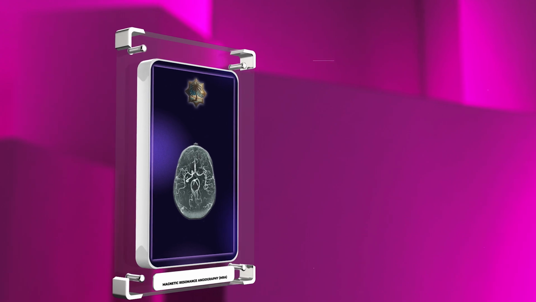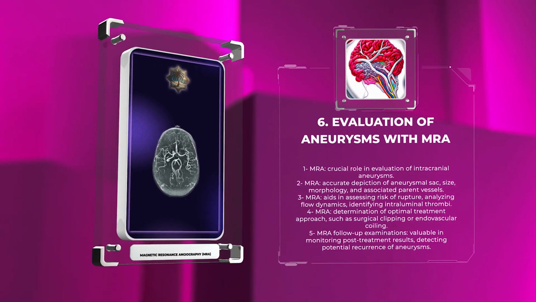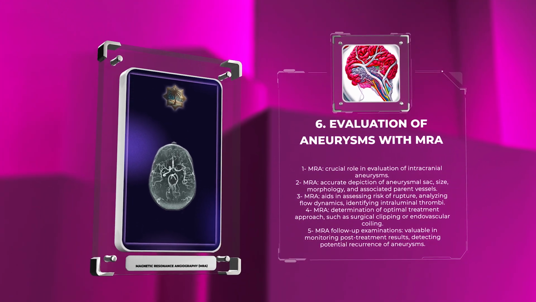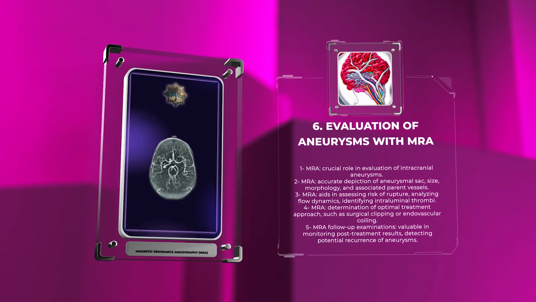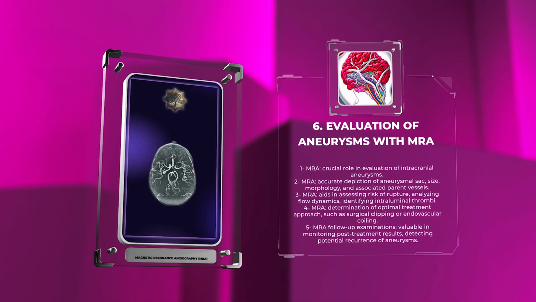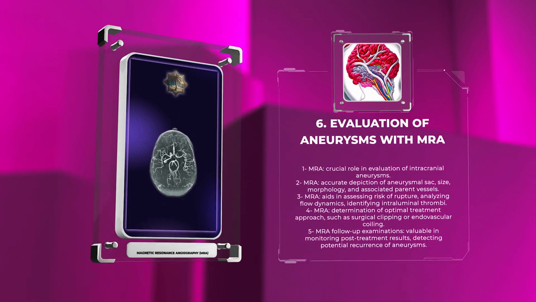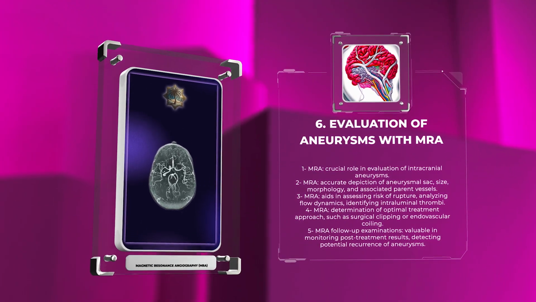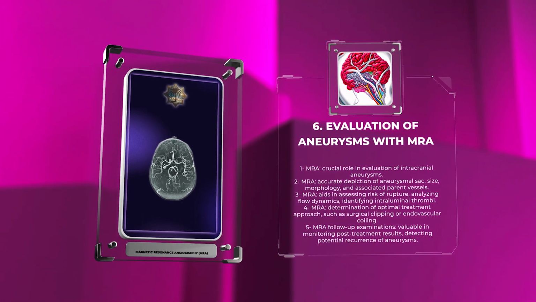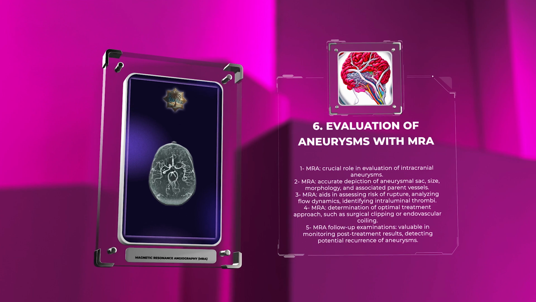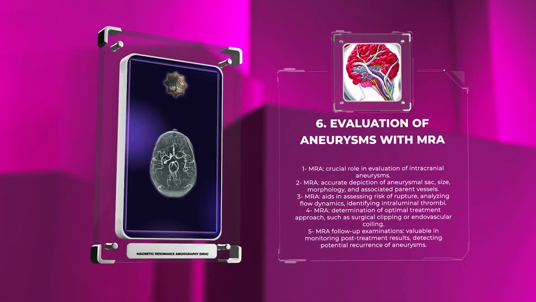MRA plays a crucial role in the evaluation of intracranial aneurysms. It allows for the accurate depiction of the aneurysmal sac, its size, morphology, and associated parent vessels. Additionally, MRA aids in assessing the risk of rupture by analyzing flow dynamics and identifying any intraluminal thrombi. By utilizing MRA, clinicians can determine the optimal treatment approach, be it surgical clipping or endovascular coiling. MRA follow-up examinations are also valuable in monitoring the post-treatment results and detecting any potential recurrence of aneurysms.